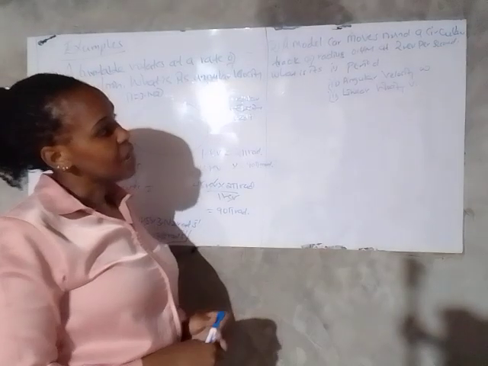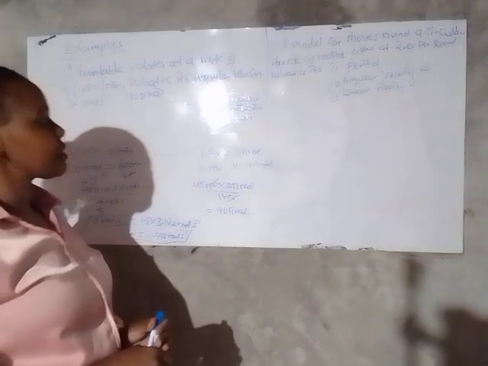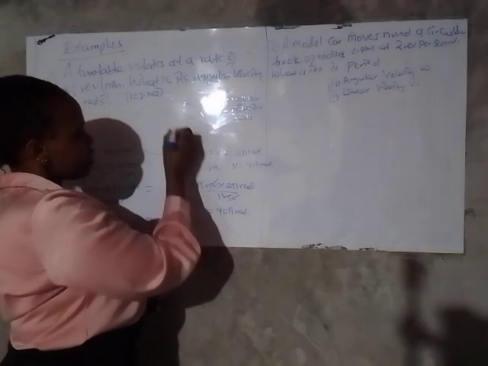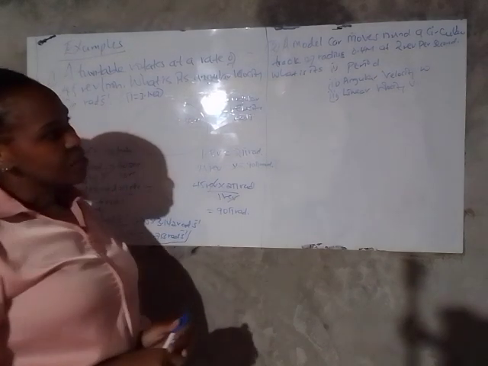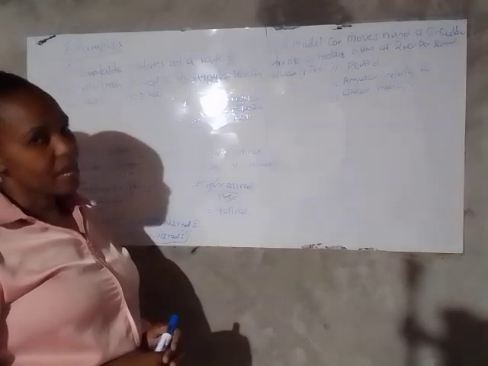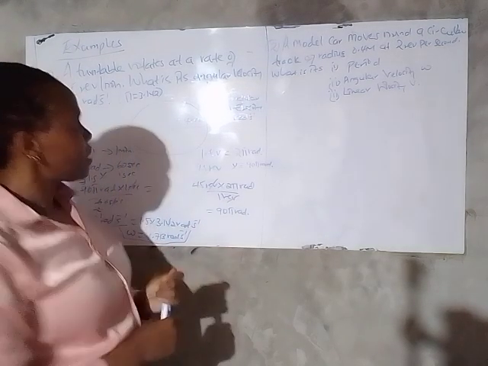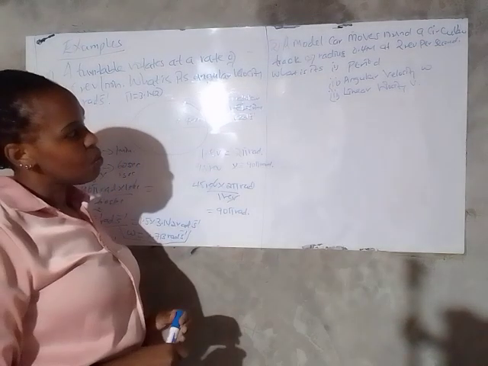We have a car that is moving around a circular track of radius, so let me use the same circle for question 2, radius 0.4 meters. It is going around at 2 revolutions per second. So in 1 second, it is making 2 revolutions. So question number 1, what is its period? Now, what is period?